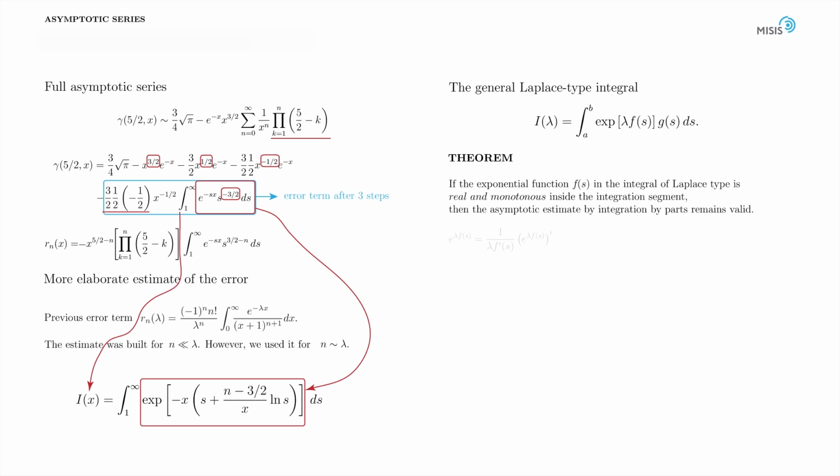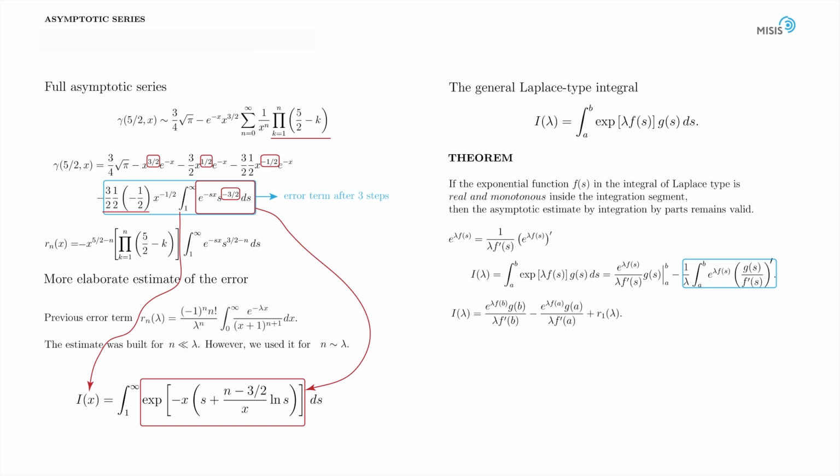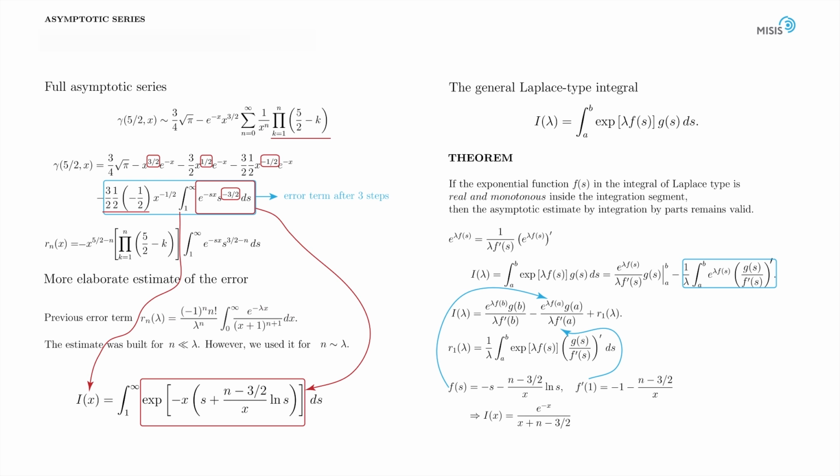So the way forward is to substitute the exponential with its entire derivative, and then integrate by parts, where the last term is obviously the remainder one. So substituting the limits, we obtain a more accurate estimate, where error r1 of lambda is defined as this. Now back to our integral. Here is our exponent function, and here is its derivative. And as a result, the integral is estimated as follows.